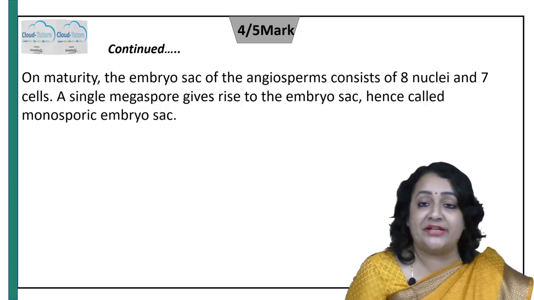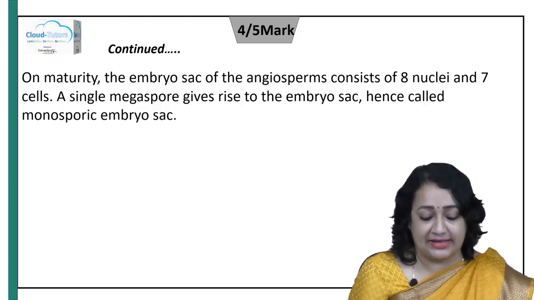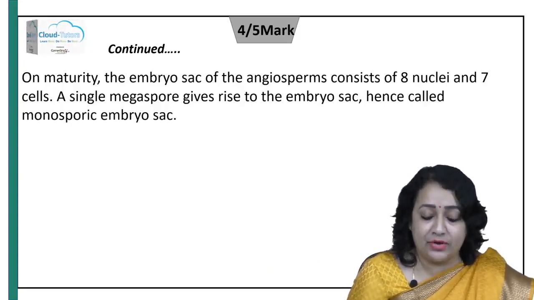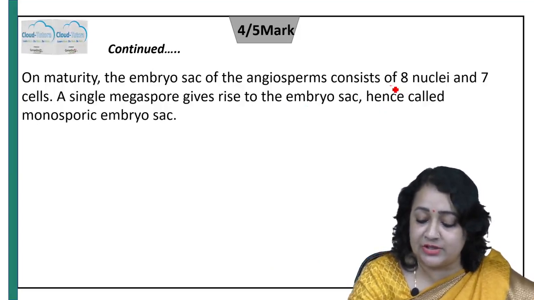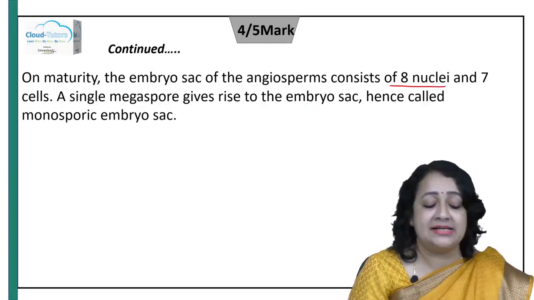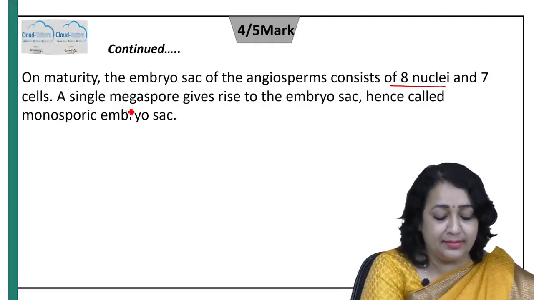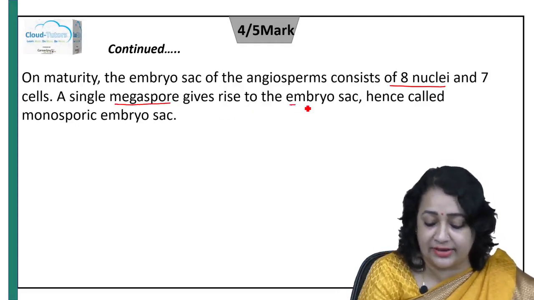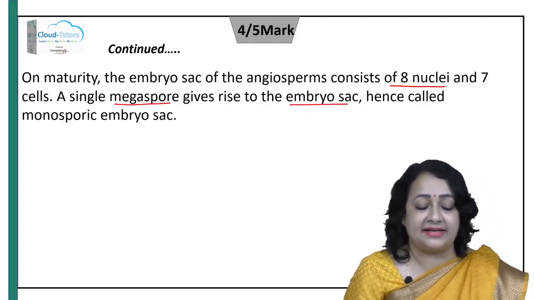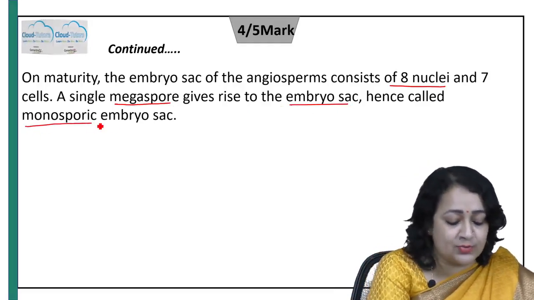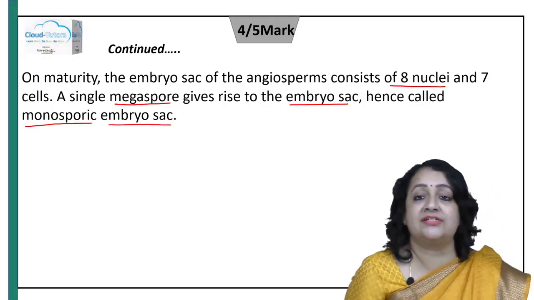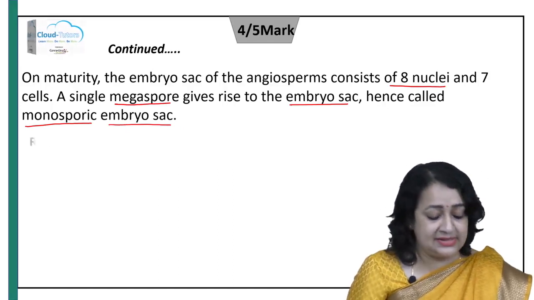Now on maturity, what will happen to the embryo sac? On maturity, the embryo sac of the angiosperm will have 8 nuclei and 7 cells. A single megaspore will give rise to the embryo sac, hence it is called a monosporic embryo sac.